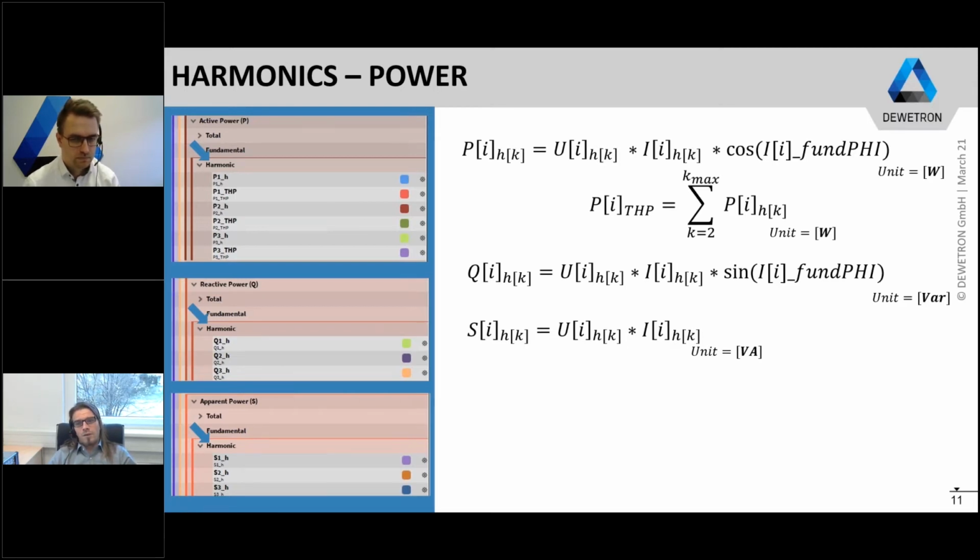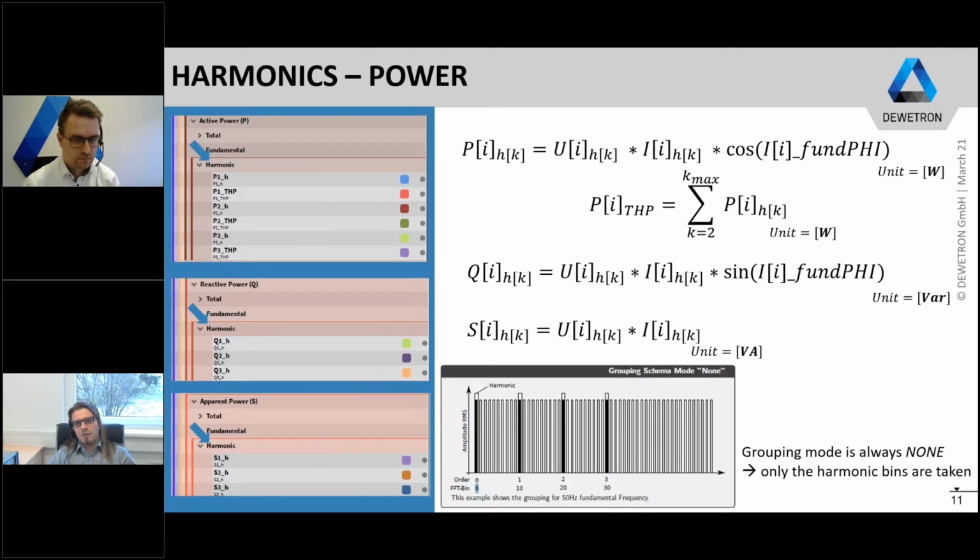And one additional side note, as we already talked about the grouping modes which are available, the power harmonics are always grouped and calculated according to the grouping mode none. So no matter which grouping mode is selected in your software setting, the power harmonics are always calculated according to the so-called non-grouping type. So only the harmonic bins are taken for the power harmonics calculation.